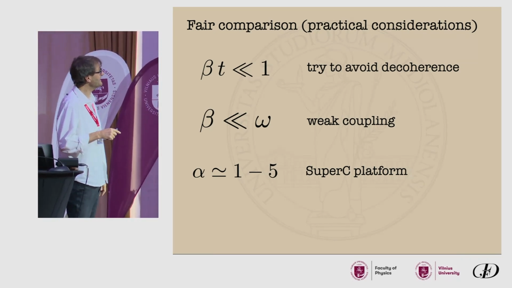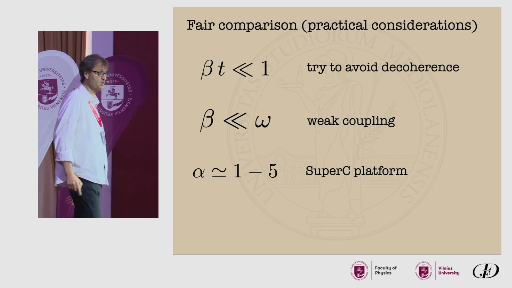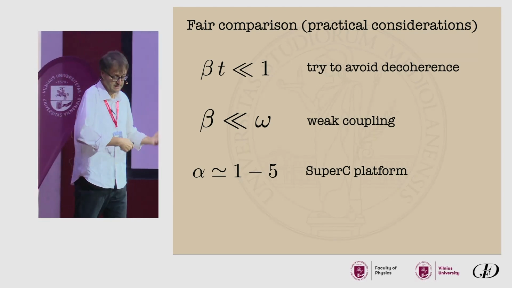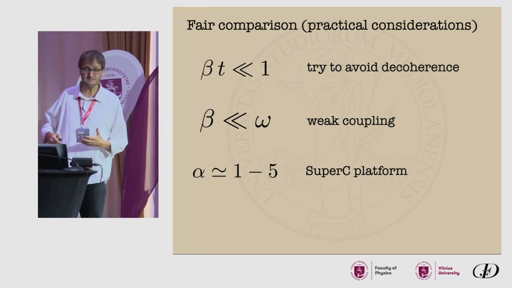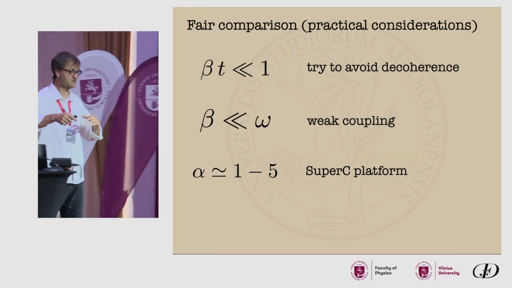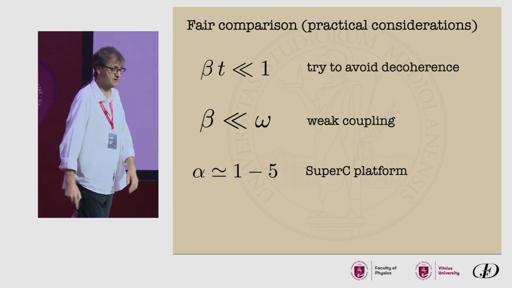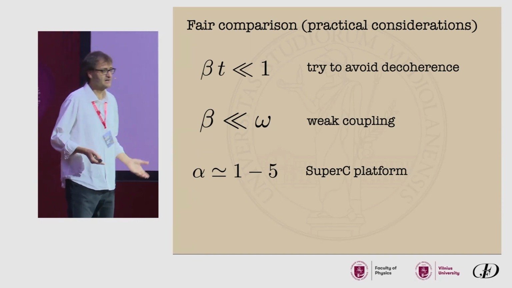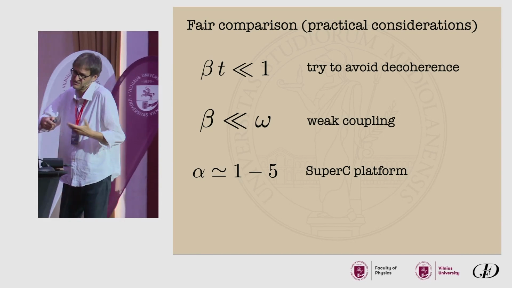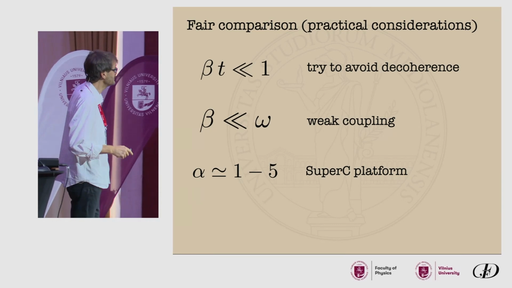I mean, beta is the nonlinear coupling, and we try to stay with beta t smaller than 1, because we performed our calculation assuming pure states, because we would like to discriminate what is due to nonlinearity and what is not due to nonlinearity. We didn't want to take into account noise, but of course, if you avoid taking into account noise, you should stay with short time. So this is to make the analysis reasonable.